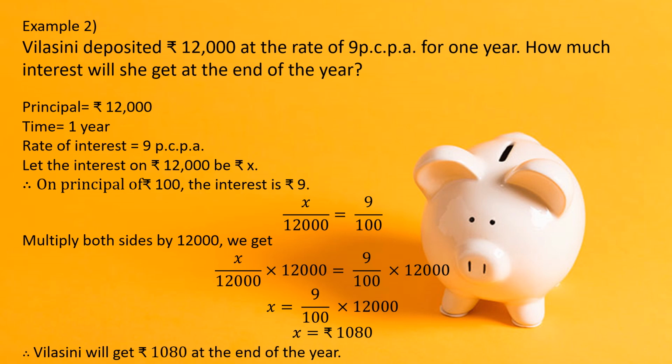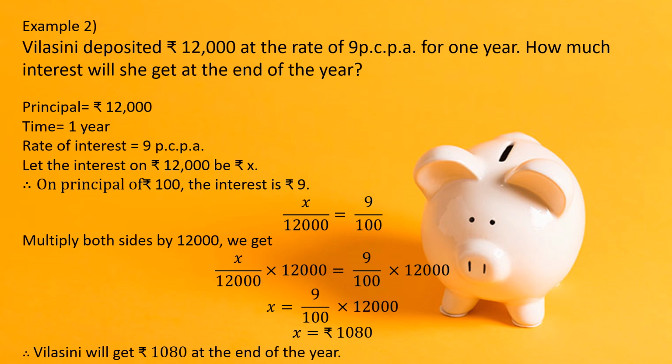Since we don't know the interest, let the interest on 12,000 rupees be X rupees. So on a principal of rupees 100, I said they usually calculate it on rupees 100. Taking the base as 100, only then can we find it on 12,000. So if 100 is the principal, then interest will be 9 rupees. So X upon 12,000 equals 9 upon 100. Because on 12,000 what is the interest? We don't know. So X. But on 100 rupees we know the interest as 9. So X upon 12,000 equals 9 upon 100.